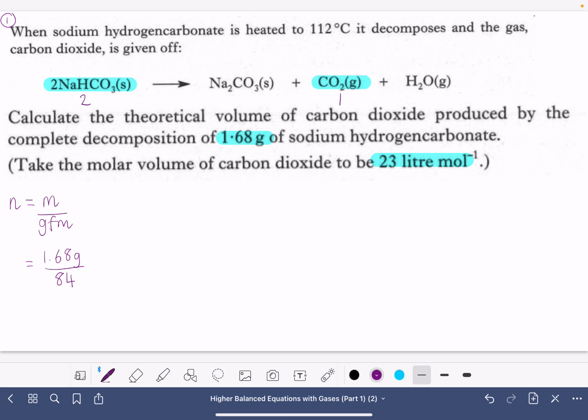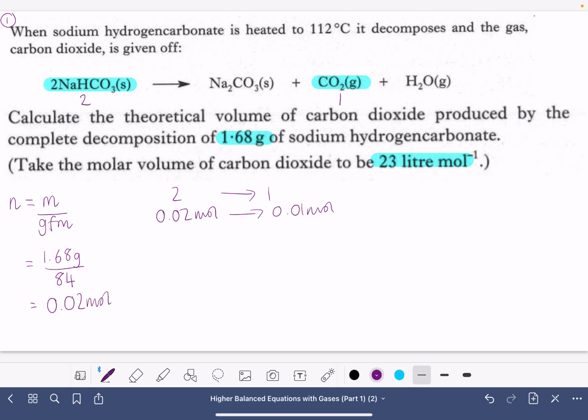23 plus 1 plus 12 plus 48. And we get an answer of 0.02 moles. Then we're going to use our mole ratio. So we know that 2 moles of sodium hydrogen carbonate gives us 1 mole of carbon dioxide. So what would 0.02 moles give us? According to the mole ratio, 2 would give 1. So 0.02, which we actually have, is going to give 0.01 moles.